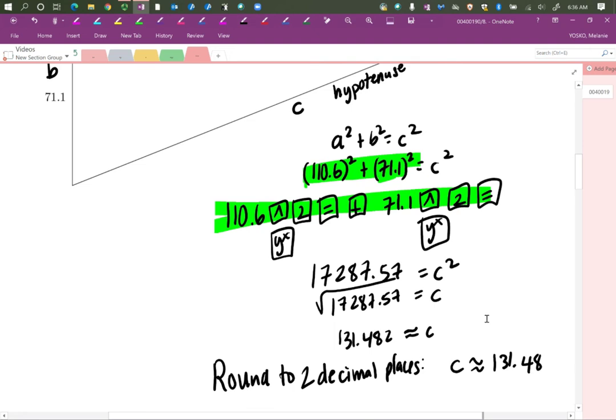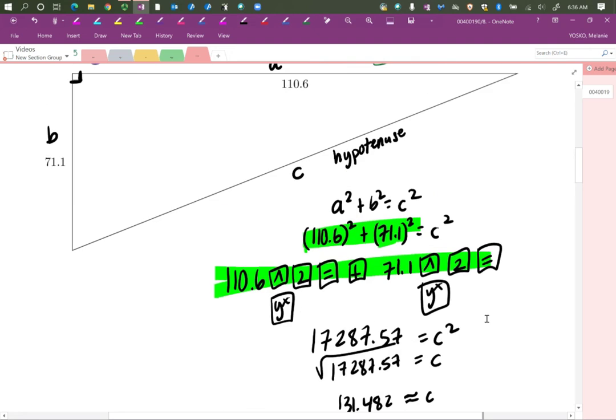Okay, I want to point out one more time, 131.48. Again, this is an approximation that is bigger than the other two sides. It will be every single time.